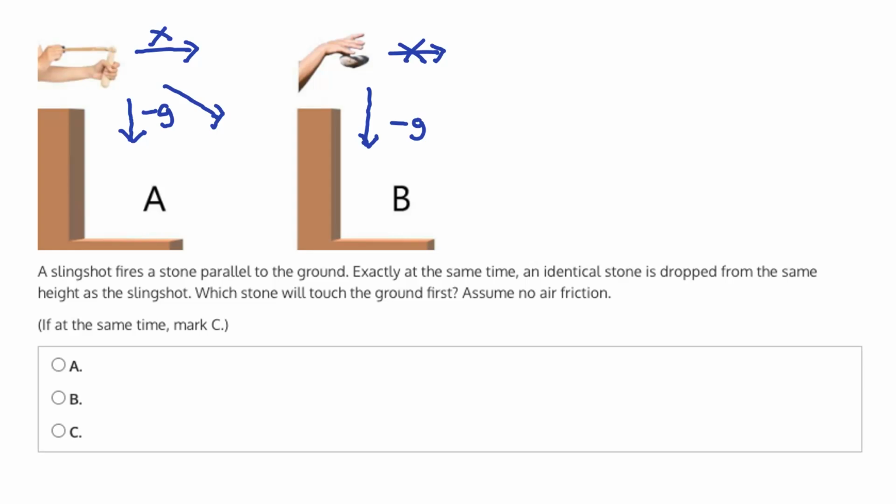So if we return to the question, which stone will touch the ground first? Well, they do have different X components, but it's irrelevant. Their vertical components are identical. They are both only being acted upon in the downward direction by the force of gravity. So because they're both equal to negative G, they will hit the ground at the same time, and the answer is C.